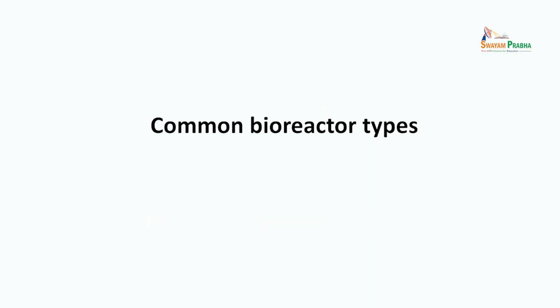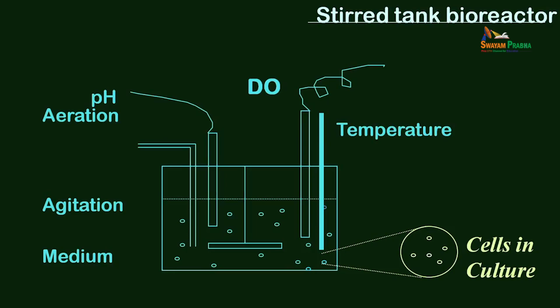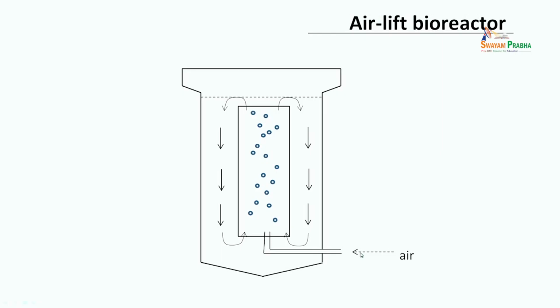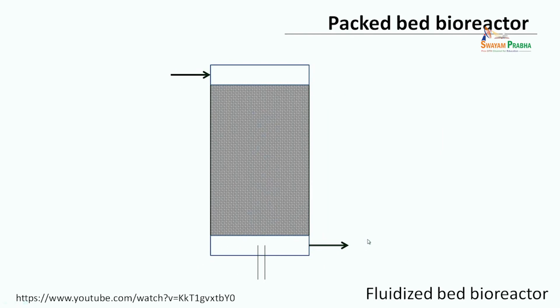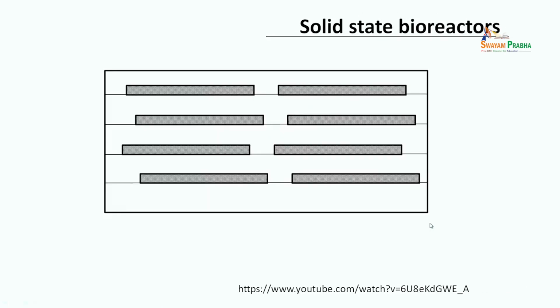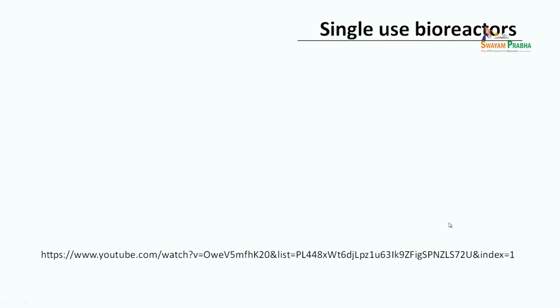Then we looked at some common bioreactor types. We said that the stirred tank bioreactor is one of the commonest types. It is nothing but a stirred tank, and then an airlift bioreactor, a packed bed bioreactor, a fluidized bed bioreactor, which is nothing but a packed bed with jiggles around. There are some advantages there. There was a video which led you to some detail on the fluidized bed bioreactor.